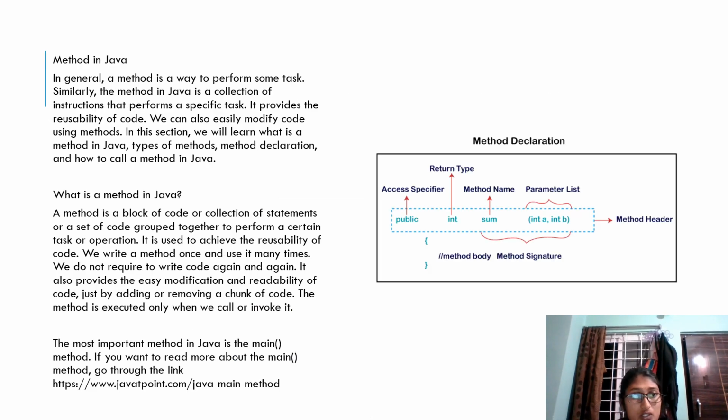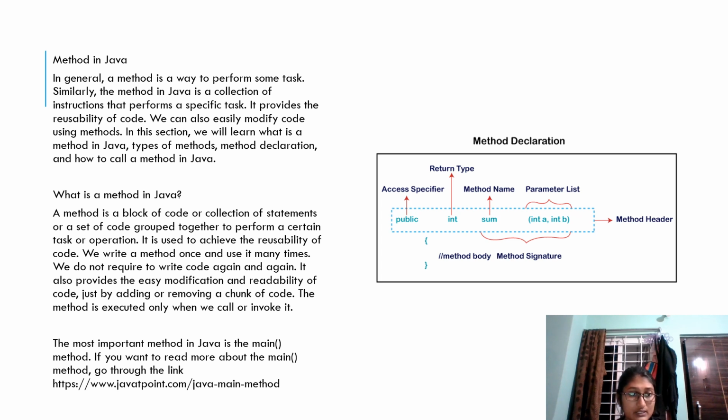Method in Java. In general, a method is a way to perform some task. Similarly, a method in Java is a collection of instructions that performs a specific task. It provides reusability of code. We can also easily modify code using methods. In this section, we will learn what a method in Java is, types of methods, method declaration, and how to call a method in Java.